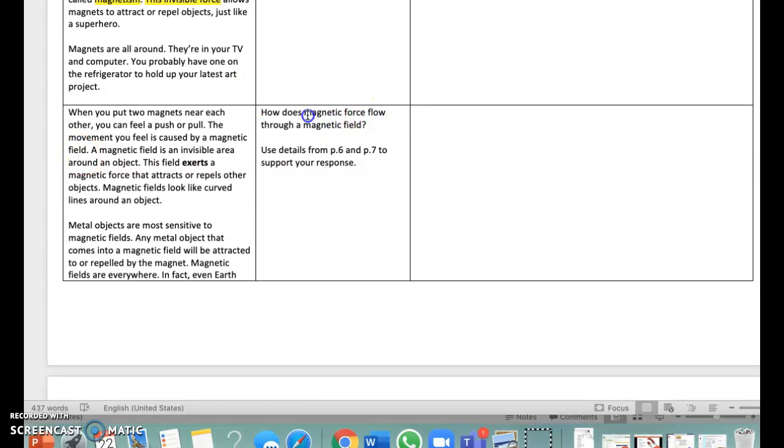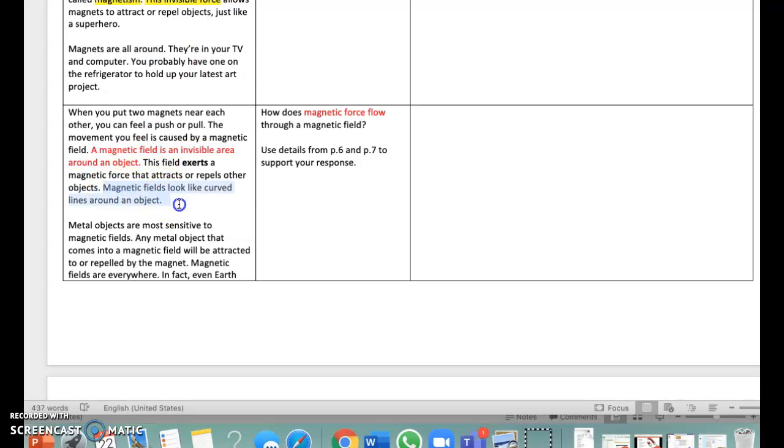No, they said magnetic force flow. That's the phrase that I'm looking for. Magnetic force flow. A magnetic field is an invisible area around an object. Oh, that's what it's called. This field exerts, exert means to push, a magnetic force that attracts or repels other objects. So the magnetic field is how the force flows through the field. It attracts or repels objects.